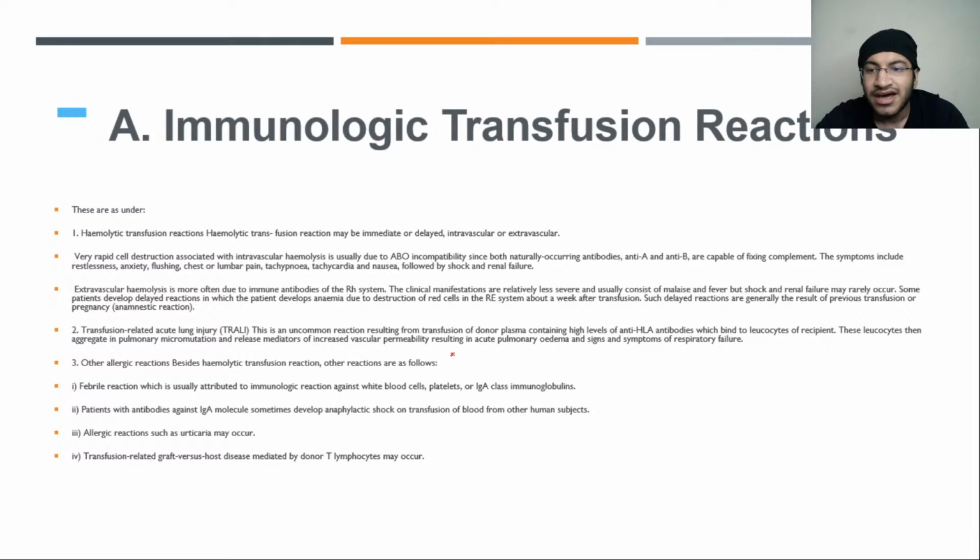Other allergic reactions, if we talk about, besides hemolytic transfusion reaction, other reactions are as follows. First is febrile reaction, which is usually attributed to the immunological reaction against the WBC, platelets and IgA class immunoglobulins. The patients with antibodies against IgA molecules sometimes develop anaphylactic shock on the transfusion of the blood from other human subjects. Allergic reactions such as urticaria may occur, and transfusion related graft versus host disease mediated by donor T lymphocytes may occur.